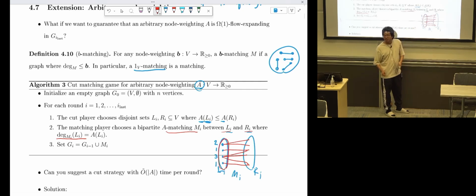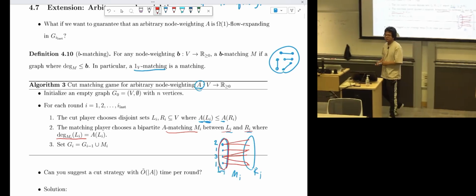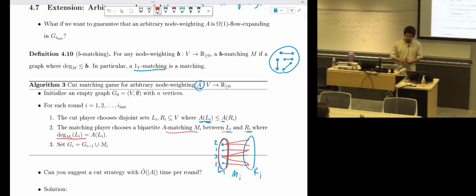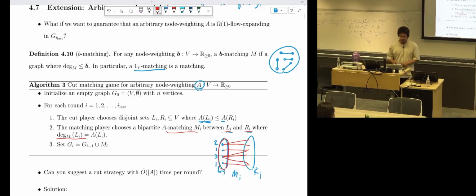Are we allowing fractional edges? Because we allow a node weighting to map to the positive or non-negative reals. So if I have a node that's like 0.5. You can generalize to that too. Yeah. Right. Okay. But now, this is basically a natural generalization of the cut matching game for any node weighting.